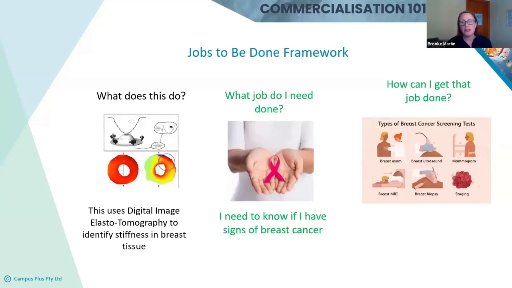And there are a range of different methods that people can use for breast screening. So if this is a technology that can help people screen for signs of breast cancer, what else is out there? There's a breast exam, there's mammography, there's breast MRIs. There are a range of different technologies that can be used to detect or screen for breast cancer in the early stages, but each of them have different price points, each of them have different sensitivity levels. And so this now provides you with a bit of a framework to identify what it is about your technology that is either better or different or more effective than the technologies that are already in the market.